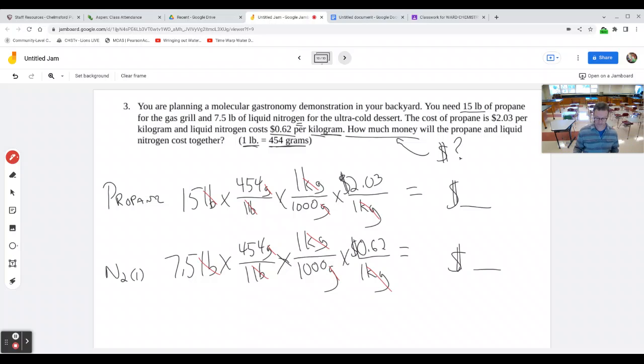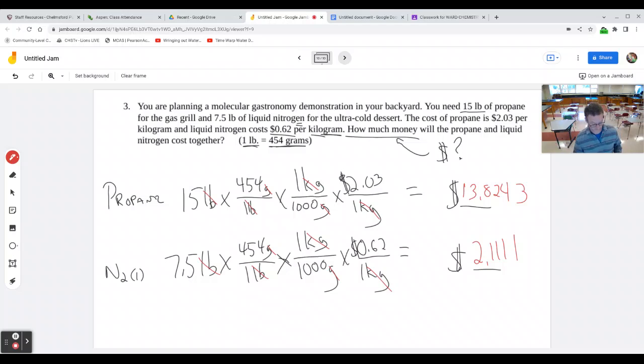I can multiply and do the math here, or multiply and divide, do the math. So 15 times 454 times 1 times 2.03 across the top, and then divided by 1,000 on the bottom, gets me 13.8243. Again, I'm going to carry through the decimal places, then add, and then round at the end. And down here, 7.5 times 454 times 1 times 0.62 divided by 1,000 on the bottom is 2.1111. Okay, so the price of the propane is almost $14. The price of the nitrogen is a little over $2.